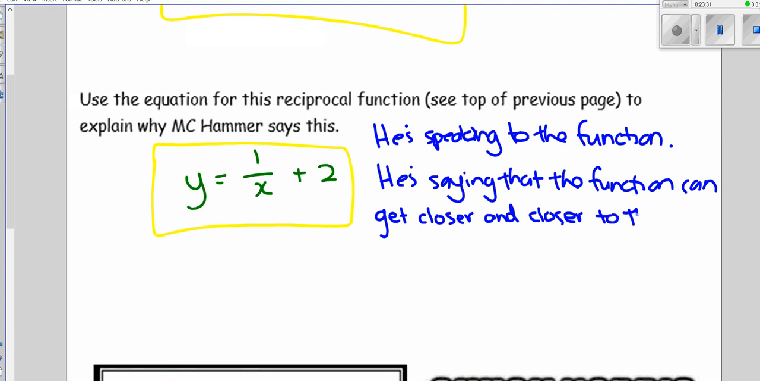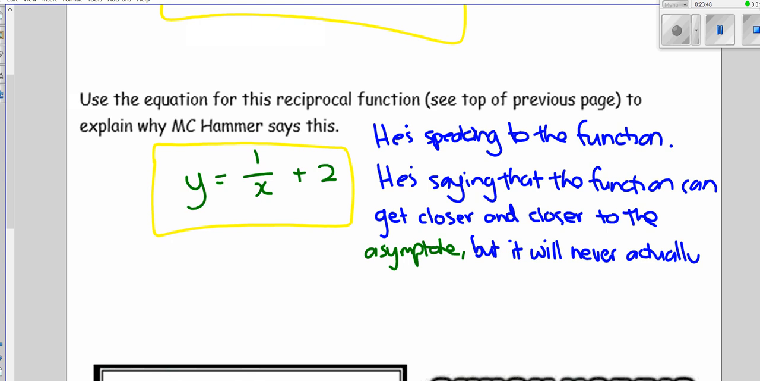Whatever color you used, asymptote. But we'll never touch it. Touch or cross it. Very interesting concept in maths. So that's what they're saying. So it gets closer and closer.